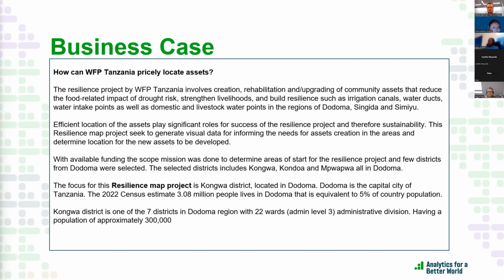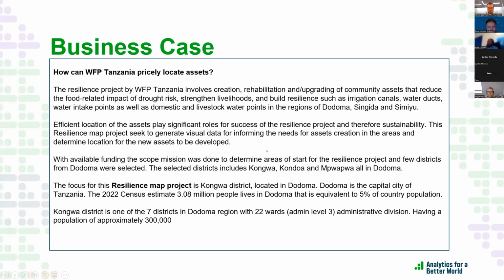Speaking of resilience, to help you understand, resilience is a way to help beneficiaries mitigate the negative effects of climate change. My area of study is Kongwa, which is located in Dodoma, the capital city of Tanzania, which from the previous census has 3 million people, around 5% of the total population of Tanzania. Kongwa has 22 wards and has a big problem with water because it is very semi-arid.